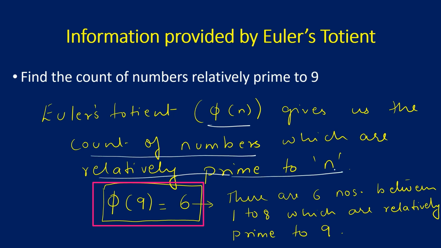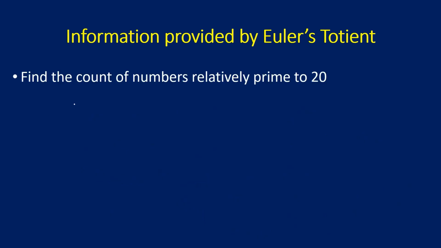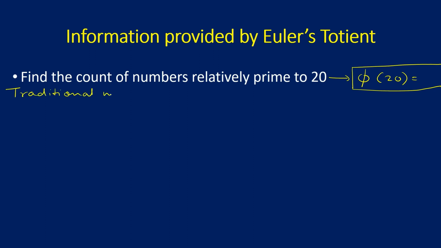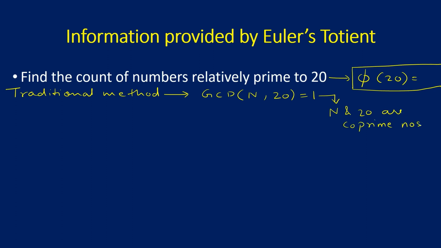Okay, so let us see one more example. Let us say I want to find the count of numbers relatively prime to 20. That means I want to find phi of 20. However, we will use the traditional method of doing it. Now, what is the traditional method? Traditional method says that you have to check GCD of number n with respect to 20, and if it is 1, then in that case n and 20 are co-prime numbers. And what is n that you are going to check? N are numbers from 1 to 19 in this case.